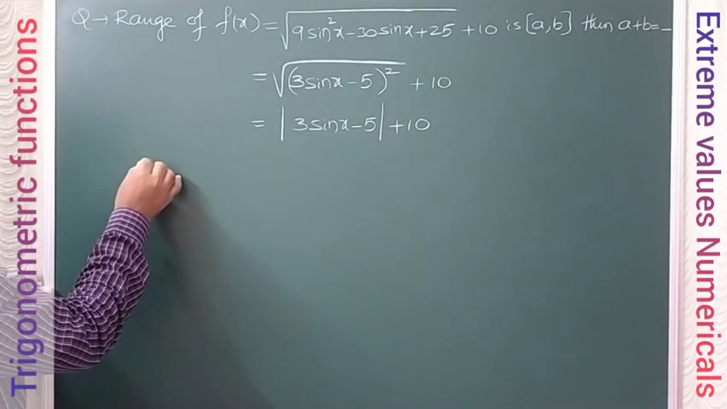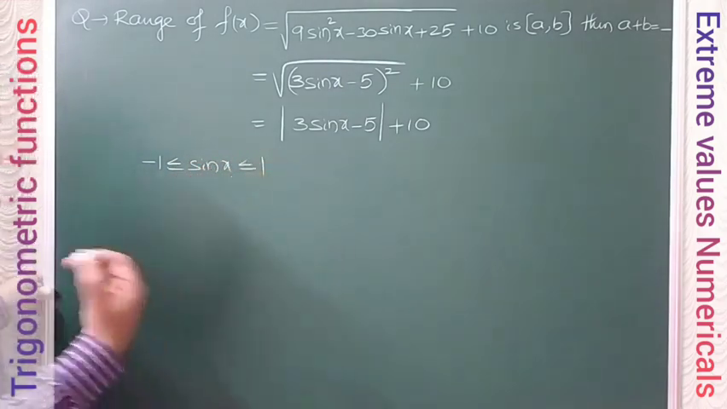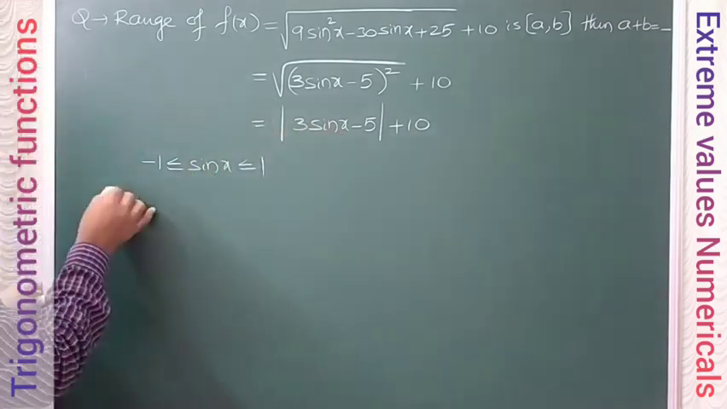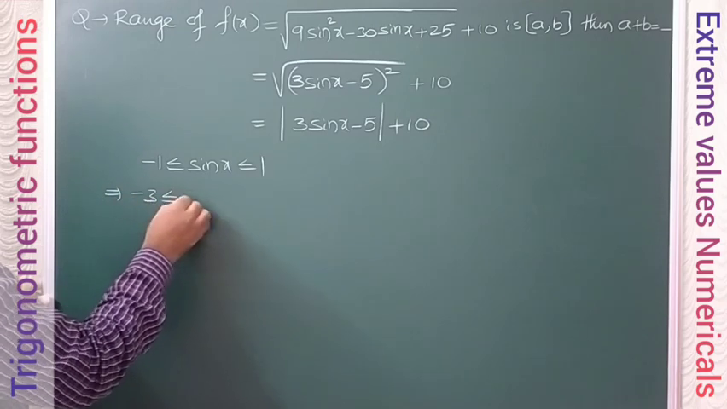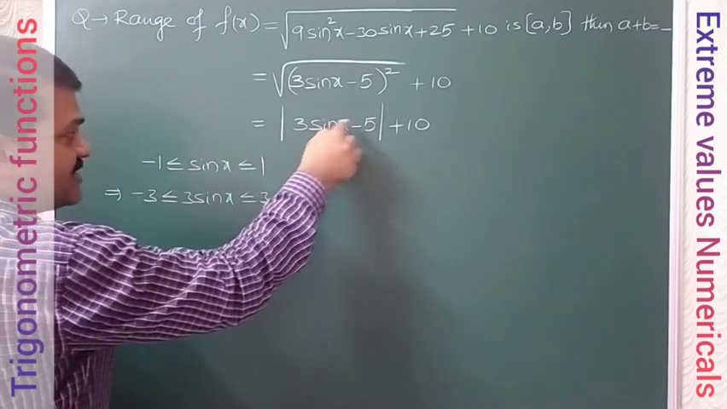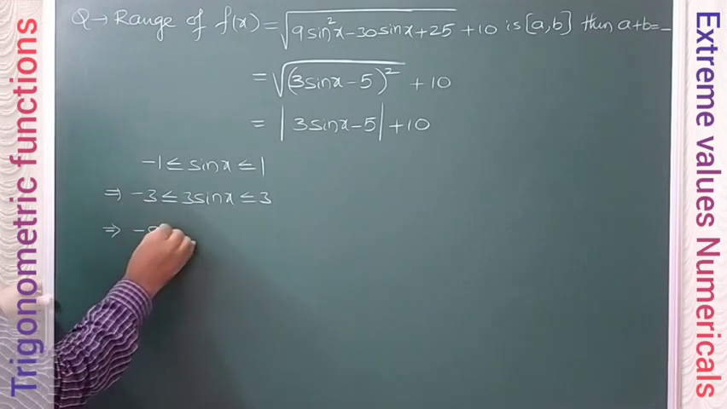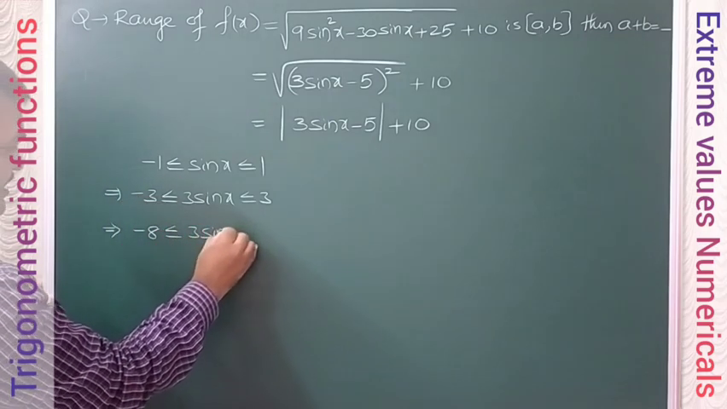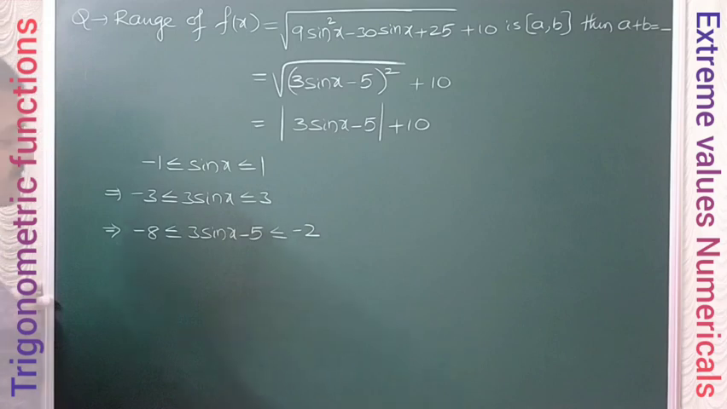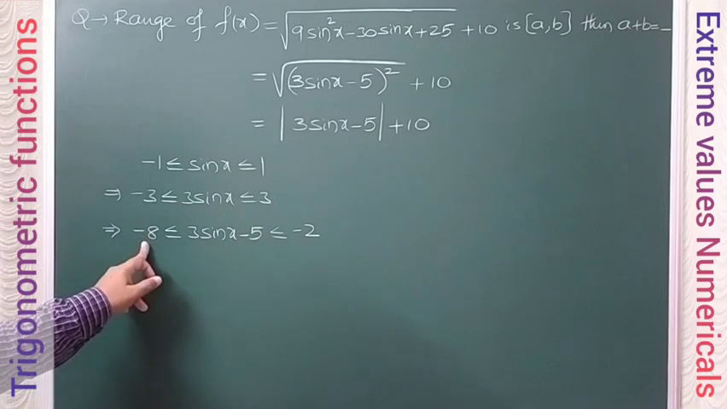So we know that sin x lies between minus 1 to 1. I will start from here. We know this. So I will try to get this term. So multiply with 3. When you multiply with 3, minus 3 less than or equal to 3 sin x less than or equal to 3. Next, subtract 5. So subtract 5 means minus 3 minus 5, minus 8 less than or equal to 3 sin x minus 5 less than or equal to 3 minus 5. So next, 3 sin x minus 5 lies between these two values.